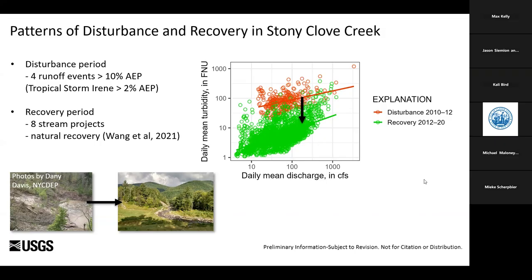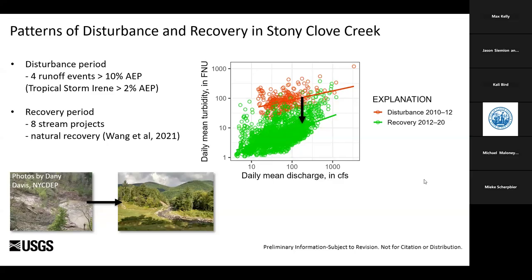So we're starting off here with these red points, our disturbance period for runoff events greater than the 10% AEP, including Tropical Storm Irene, greater than 2%. And we had very high values here. Even at the low end, we're approaching 100 for mean values at low discharge. So this was a big chronic, there are a lot of chronic sources, very large sources after those storms.